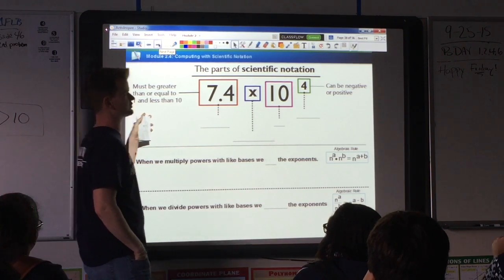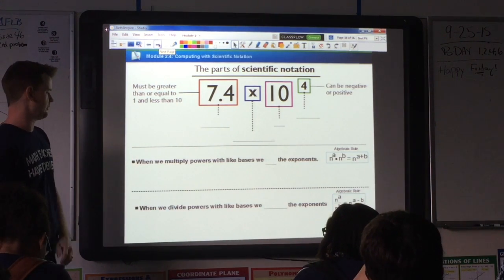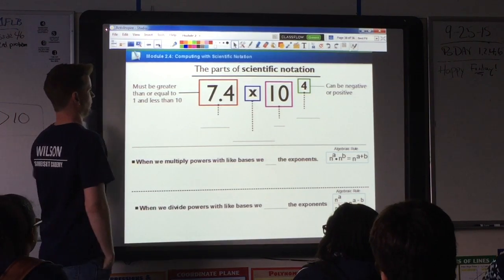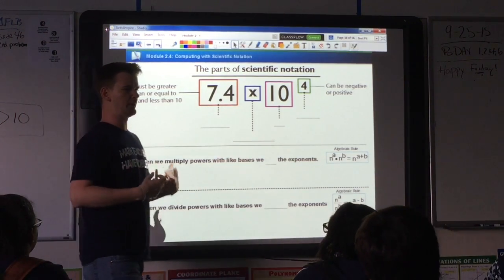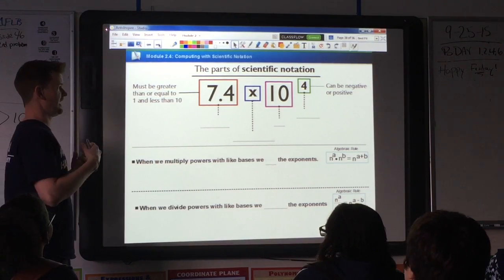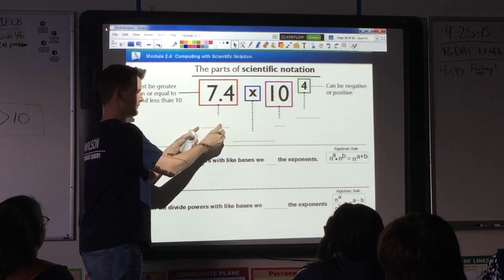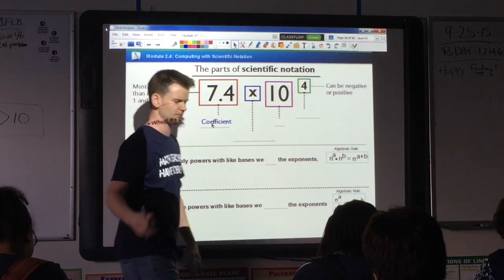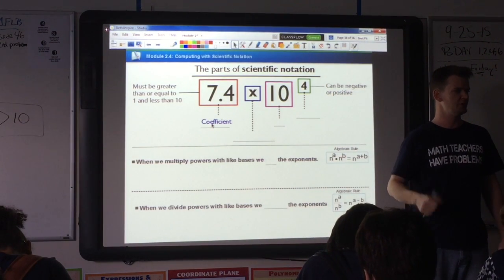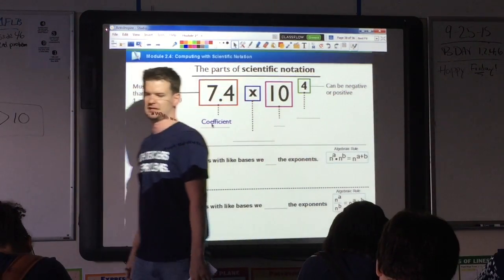We need to make sure that you understand the rules and the parts of scientific notation and the rules for multiplying and dividing powers with like bases. So let's go through the parts of scientific notation, because this is very big at this point on the vocab. If I asked you what a coefficient is, you're going to need to know that a coefficient would be this number right here. And a coefficient must be greater than or equal to 1, and it must be less than 10.